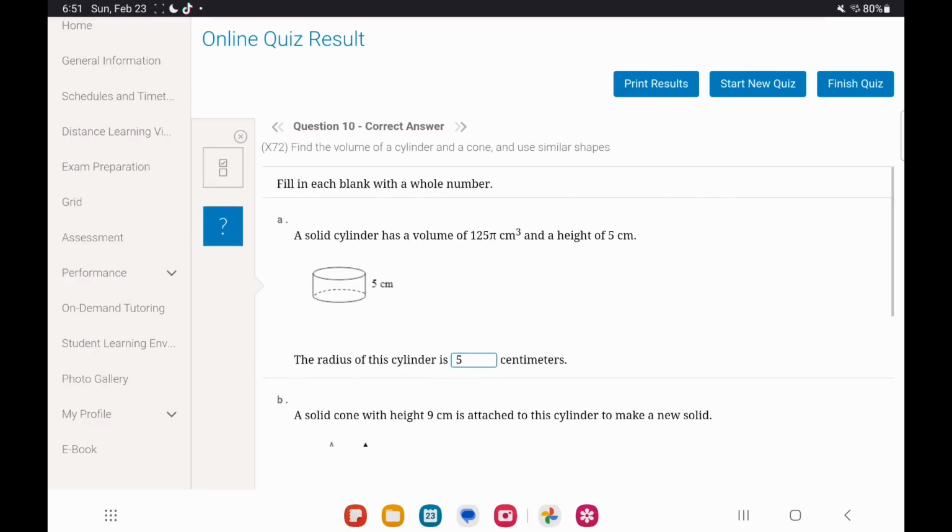Question 10. I'm telling you, all these questions are just a repeat of last week, okay? So a cylinder has a volume of 125 pi, the height of 5 centimeters, okay? So we know that the volume of a cylinder is pi r squared height equals volume, okay?